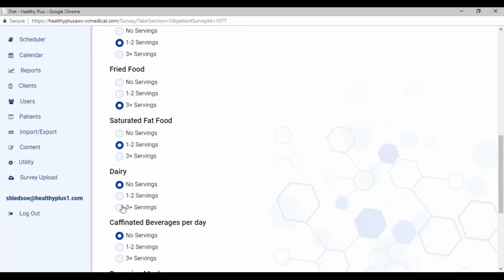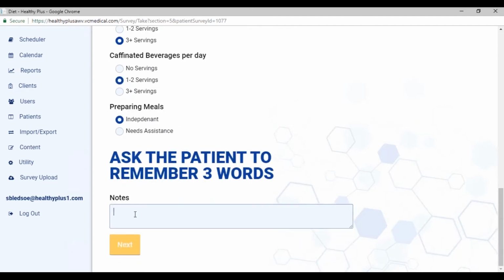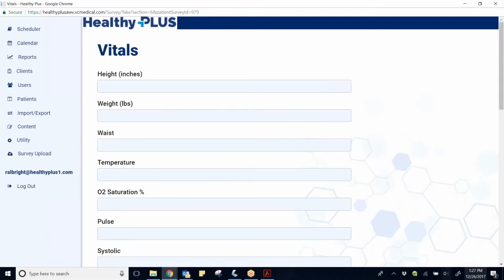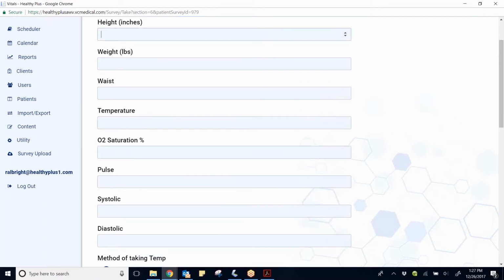One area to note is that we ask the patient to remember 3 words at the end of this survey: tree, house, dog. You can choose any 3 words, but this is our standard. We will use these words later in their cognitive assessment. Next is our Vitals section, where we can start to gather information that will be critical to the provider as he or she looks at the changes with the patient.